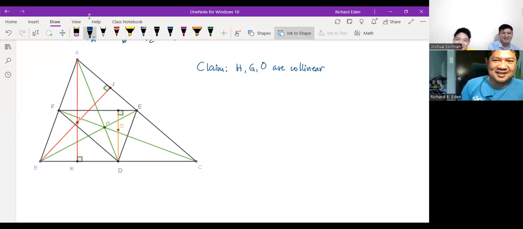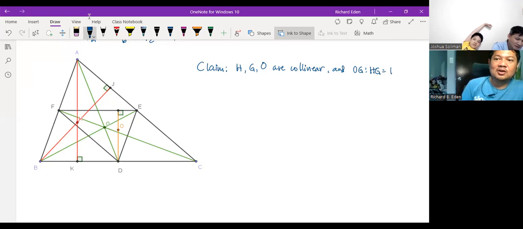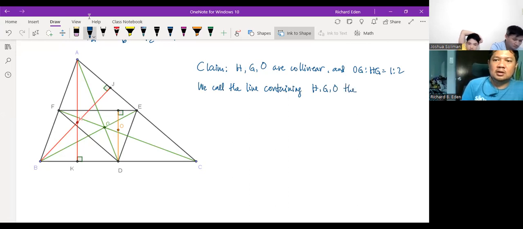Okay, H, G, O are collinear, and OG to HG is 1:2. Okay. We call the line containing H, G, O the Euler line of triangle ABC.